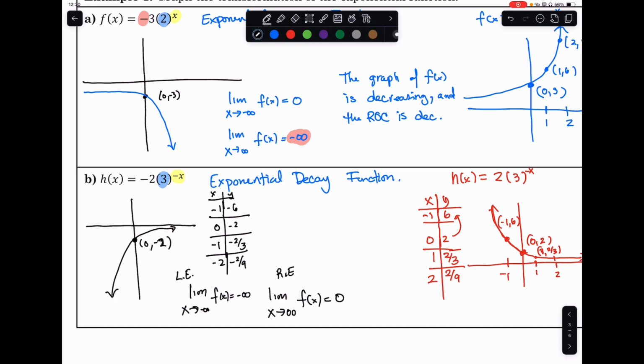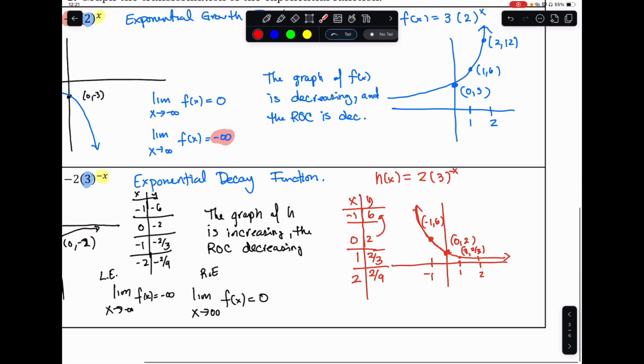So, because this is an exponential decay function, the graph of this exponential decay function is increasing, which again is kind of intuitive, because we have a reflection. So the graph of h is increasing, but because it's an exponential decay function, the rate of change is doing the opposite. Your rate of change is going to decrease because it's concaving downwards, okay?